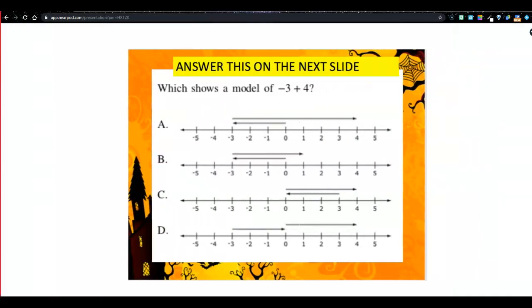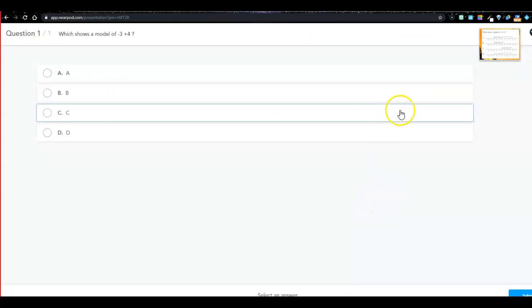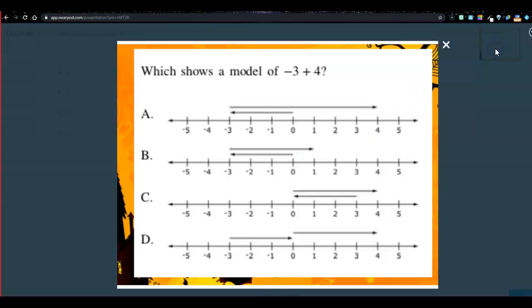All right. So this is a star question, the kind of question you might see with all these arrows. And the next slide is actually the quiz slide that goes with it. So I just want you to look at this for a minute. Remember what we've talked about, same signs versus different signs, and that we always start at what number? 0. Okay, so I'm going to scooch over to the quiz slide, and you're going to answer. Which shows a model of -3 plus 4?